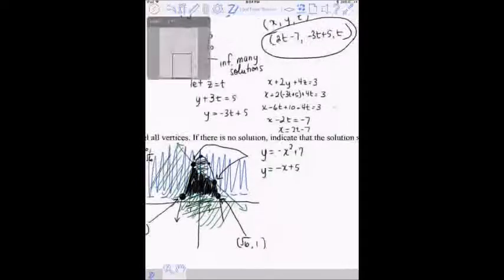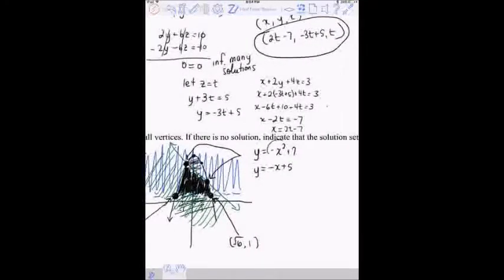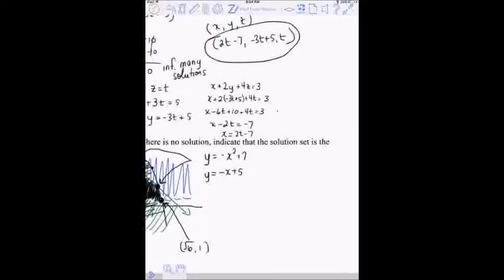So if we solve that system of equations, if this expression is equal to y, and this expression is also equal to y, that means those two expressions are equal to each other, because they both equal y. So I can write negative x squared plus 7 is equal to negative x plus 5. And if I want to get all the terms on the same side, I'm going to move the terms on the left to the right. So 0 equals positive x squared minus x minus 2.